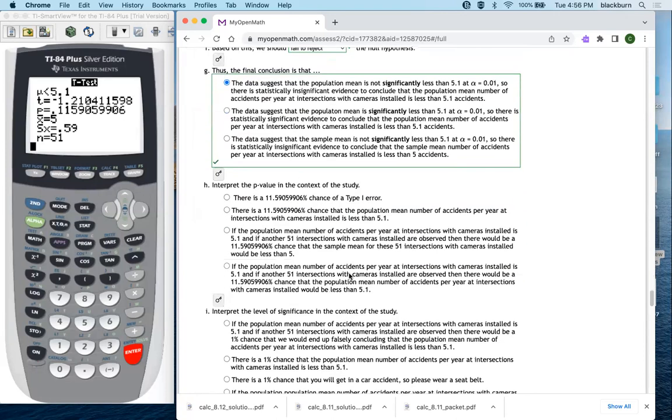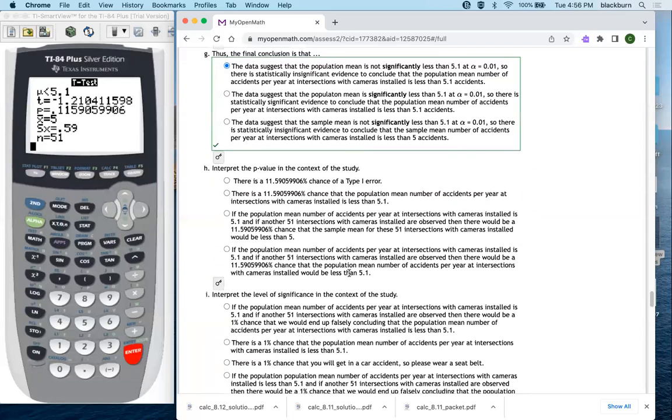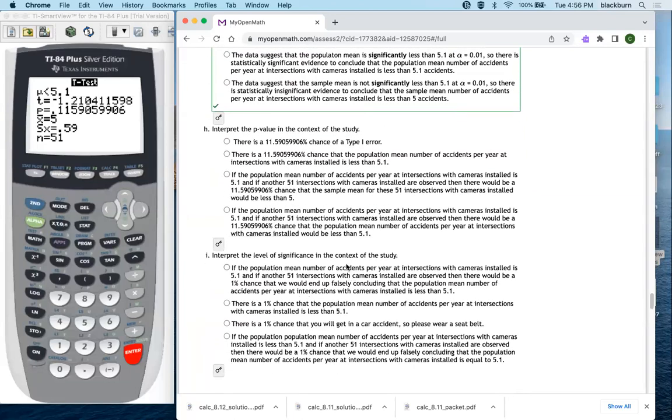Okay, let's see these ones. The p-value in the context of the study. The p-value is 11.59%. Here's a little hint for you. It's always going to be one of these paragraph ones. So if the population mean number of accidents per year at intersections with cameras installed is 5.1, and another 51 intersections with cameras installed are observed, there would be an 11.59% chance that the sample mean for these 51 intersections would be less than 5. That's going to be the one.